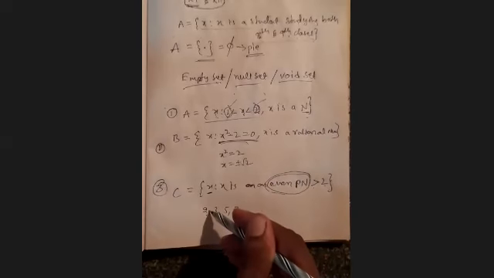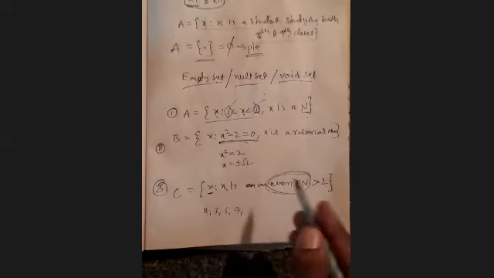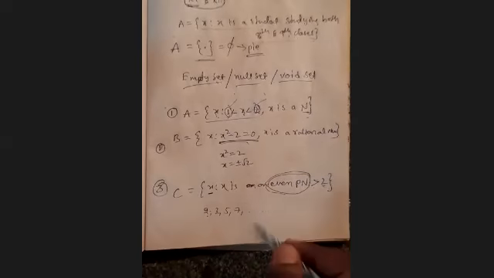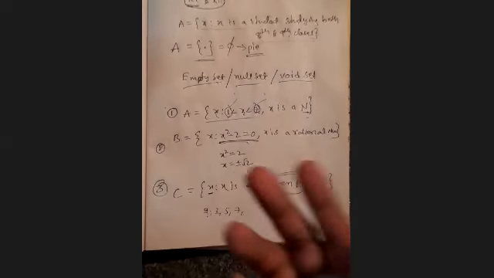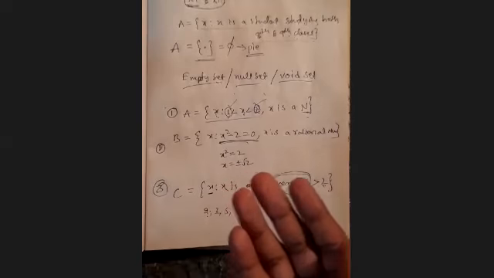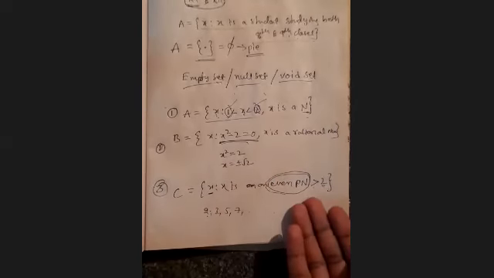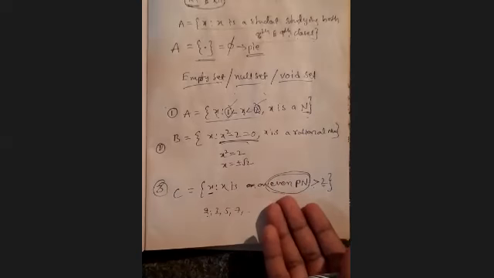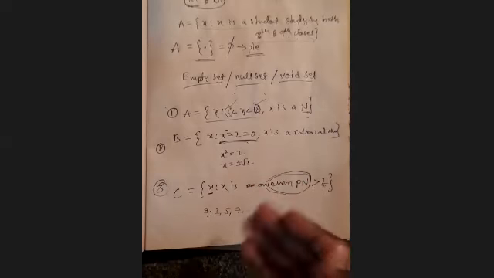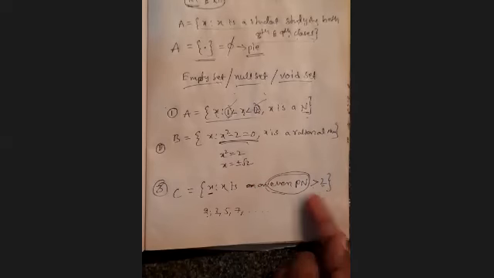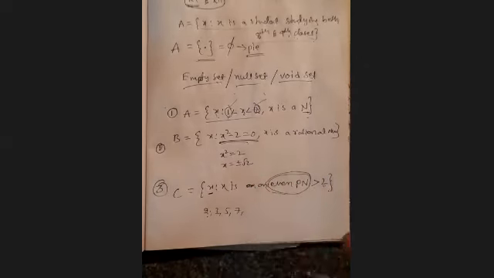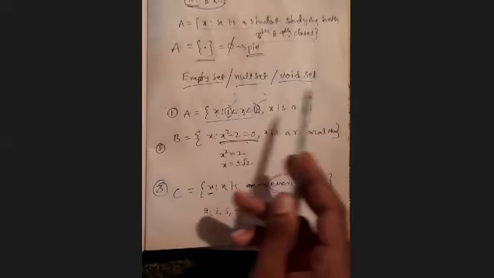2 is an even prime number, but he is asking greater than 2. We have only one even prime number, that is 2. But he is asking greater than 2. So this also does not exist. So here also we have no even prime number which is greater than 2. So no elements. So empty set or null set or void set.